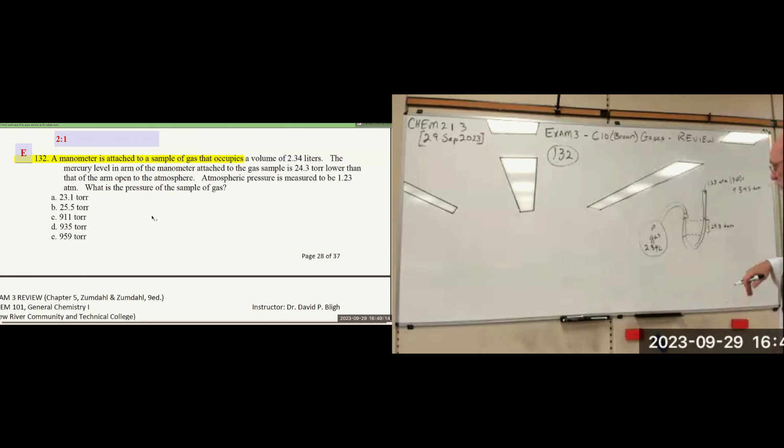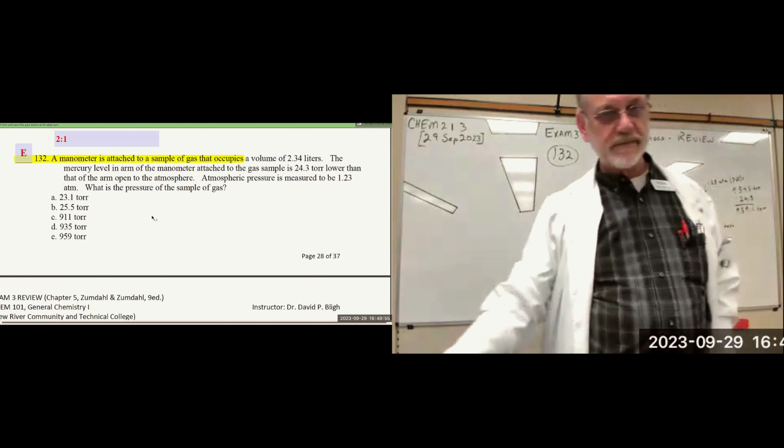Okay. So what's the pressure inside here? Well, you've got this pressure bearing down here. How much pressure is bearing down on the gas? It's this difference, mercury. This much mercury up here is pressing down on the gas, plus what's on top of it. So that plus 24.3 is the total pressure. Let's say 959 torr is actually the pressure inside that container. E is the answer.